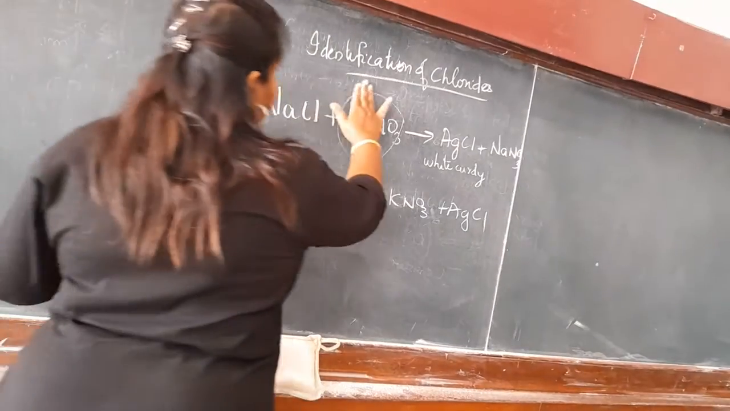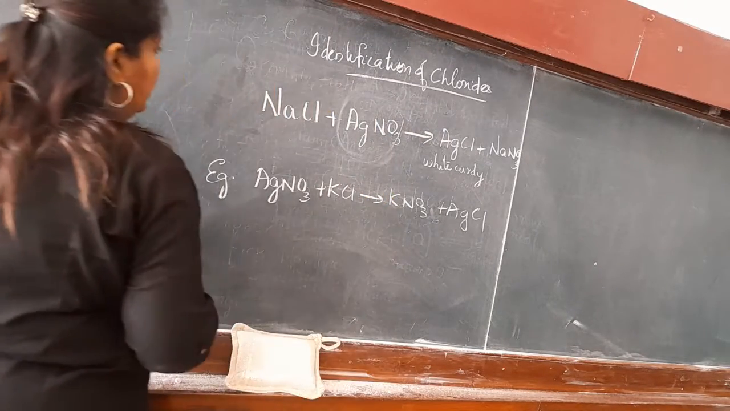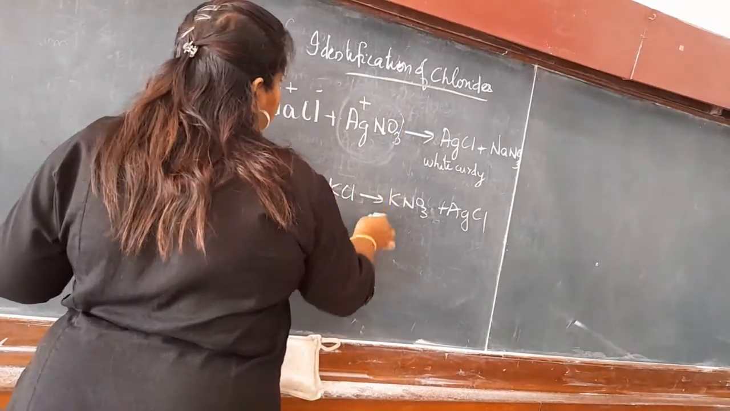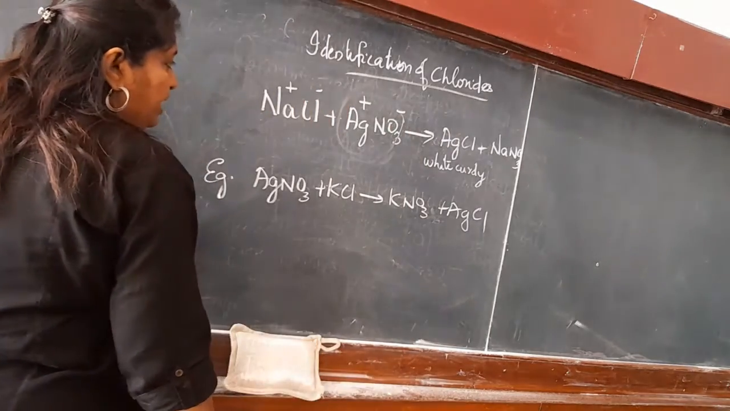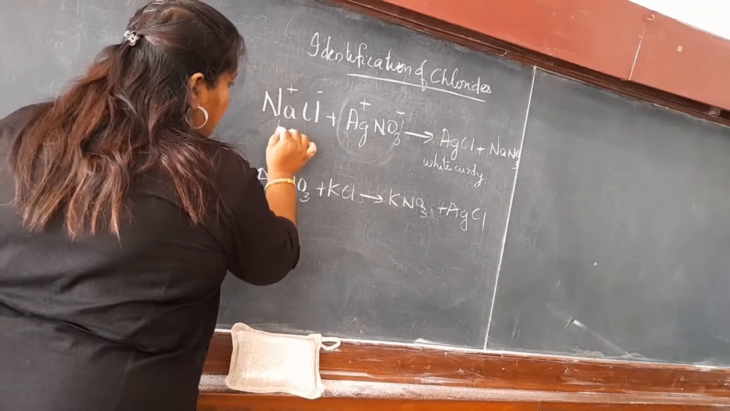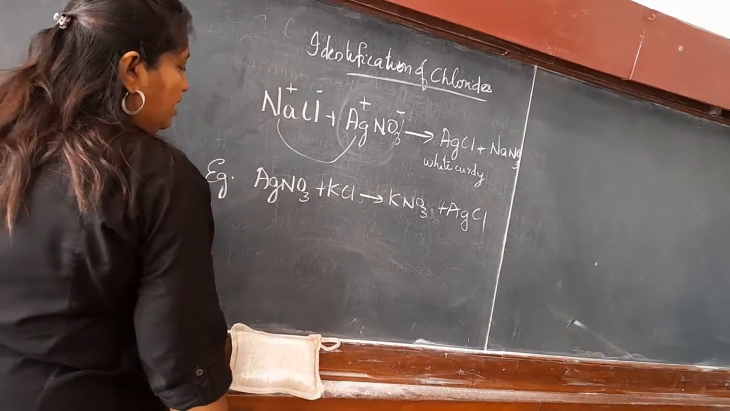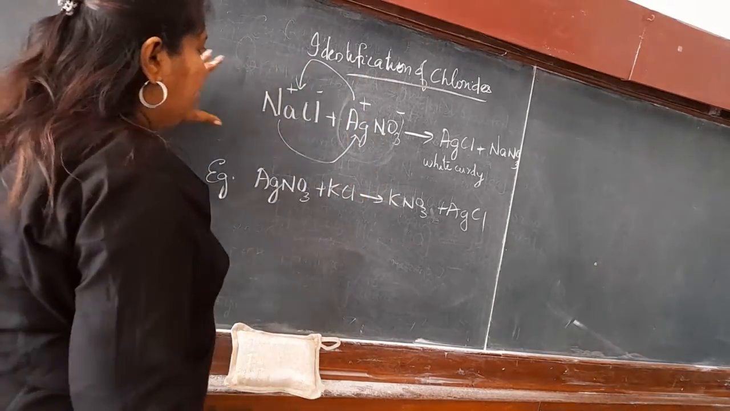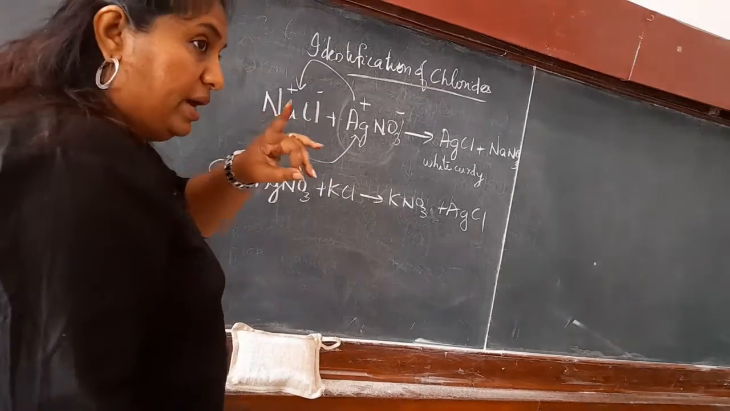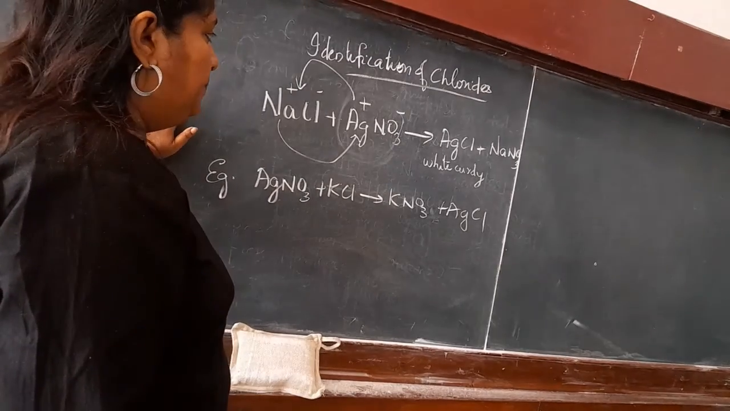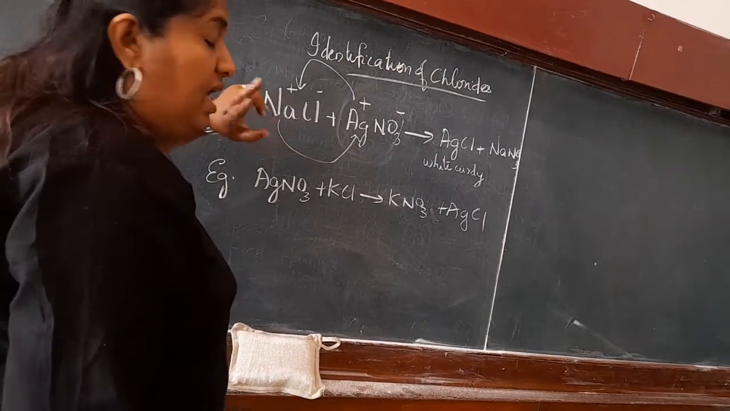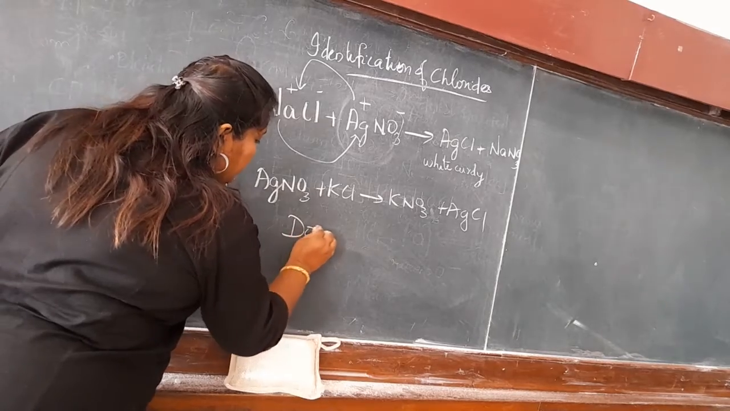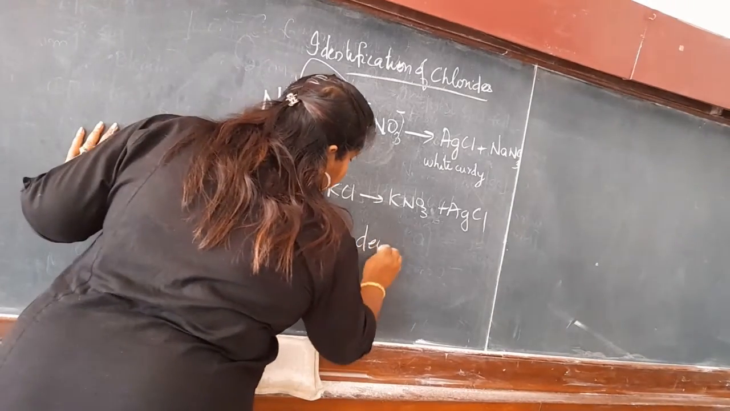Another point is that, see here, sodium is a positive ion, chloride is a negative ion, silver is a positive ion, and nitrate is a negative ion. So here, sodium goes here, isn't it? Whereas silver comes here. So you can see that in this reaction, not one ion, both ions are getting displaced. Okay, two ions are getting displaced. So a reaction in which both the ions are getting displaced is known as a double decomposition reaction.